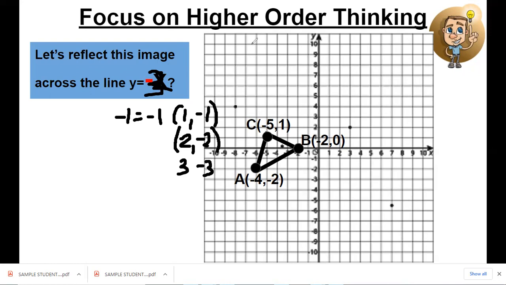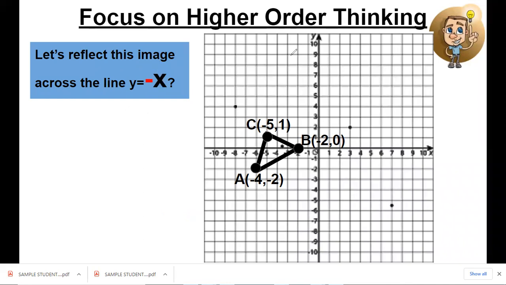What if I plug in a negative number, though? Let's say I plug in -1. Well, I have a negative sign in front of it already, so two negatives are going to make a positive. So I plugged in -1, but my y value is going to be +1. If I plug in -2, my result is going to be +2. So those are some points on the y equals -x line.